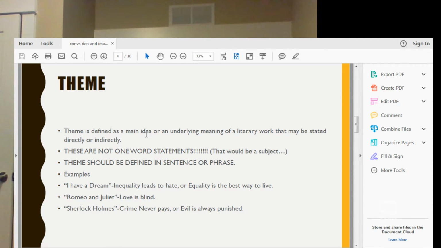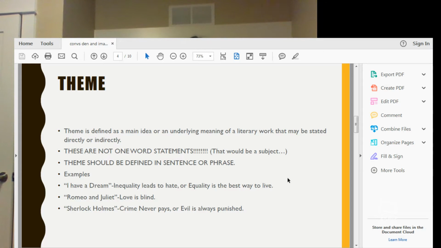Theme is defined as a main idea or underlying meaning of a literary work that may be stated directly or indirectly. What it means by that is theme could be just flat out said, like, hey, this is the theme. Or it could be indirect, where we have to figure that out. So these are not one-worded statements. I can't tell you how much that bugs me. That's not theme. That would be a subject, or again, a motif. Theme should be defined in a sentence or a phrase. That's when you know that's a theme, okay? And it encompasses everything. Theme is not one-worded.